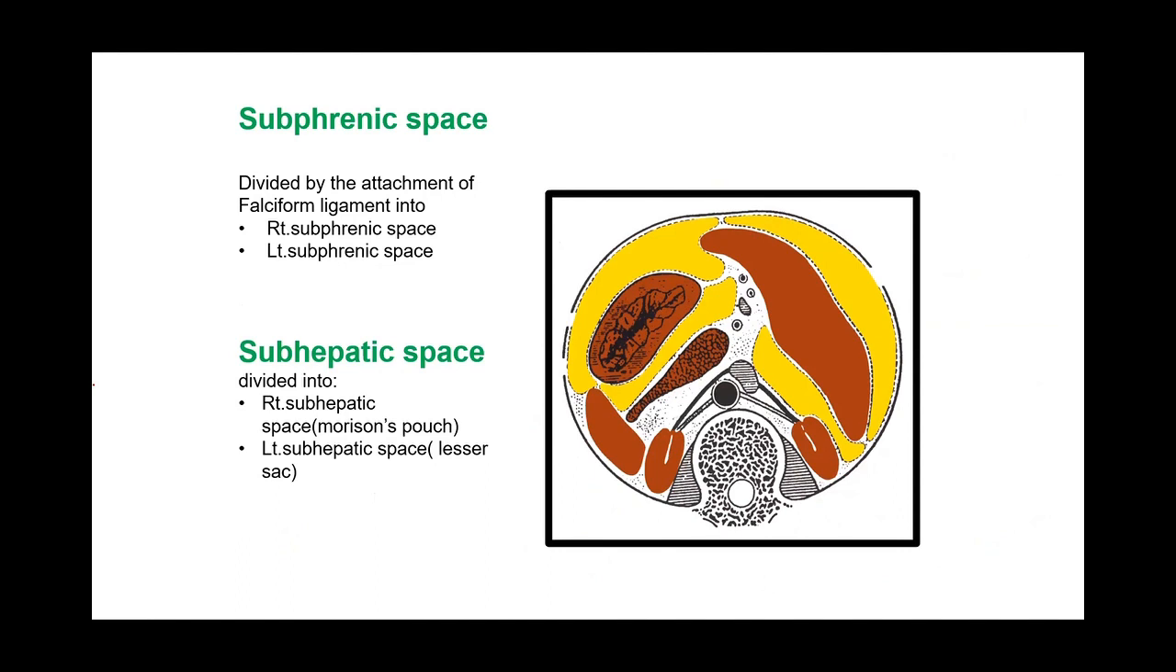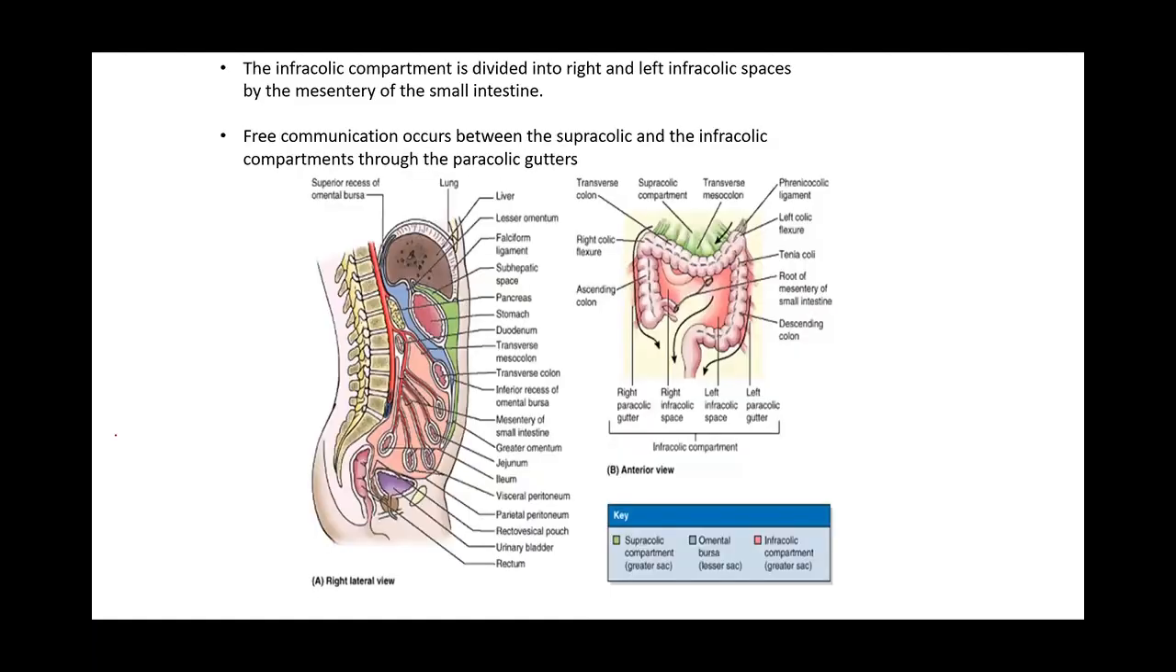Okay, we said the subphrenic is divided by the attachment of the falciform ligament into the right and left subphrenic space. The subhepatic is divided into the right subhepatic, which is the Morrison's pouch, and the left subhepatic, which is the lesser sac.